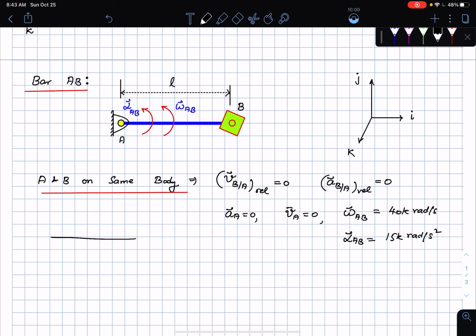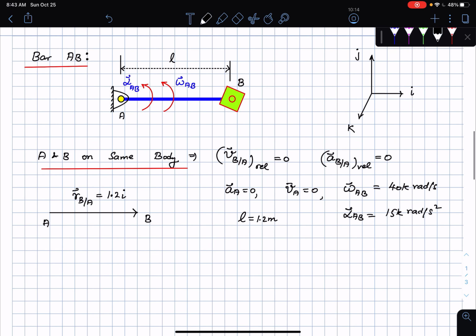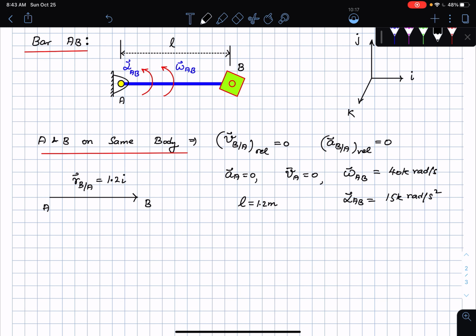Then I can also say the following: from point A to point B, sitting at point A, looking at point B. So this is A, this is B, this is r B/A, and this is going to be L, which is given to me as 1.2 meters. So this is 1.2 i. Now I'm going to write down the velocity equation first. Velocity of B is velocity of A plus omega AB crossed with r B/A, plus velocity of B relative to A. Of course, this is gone.